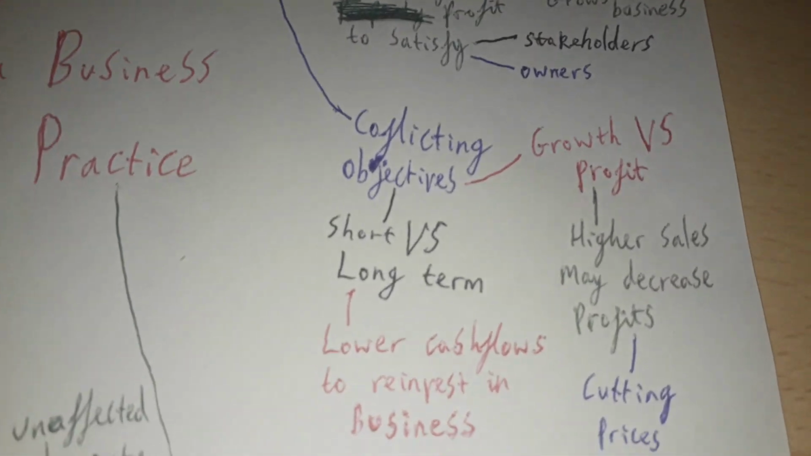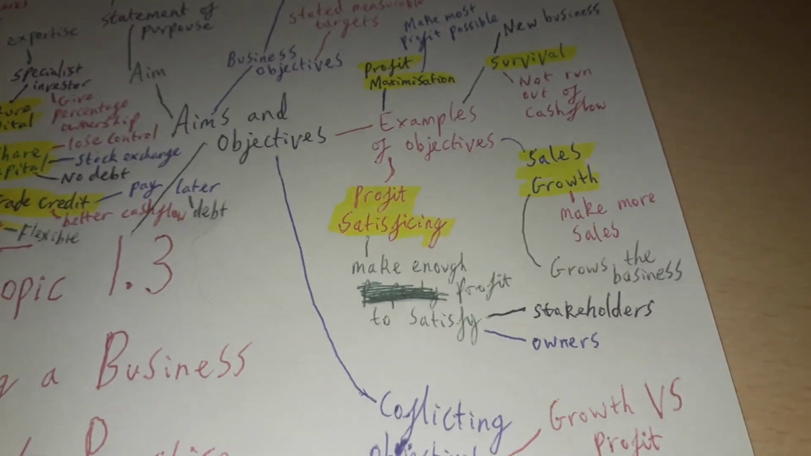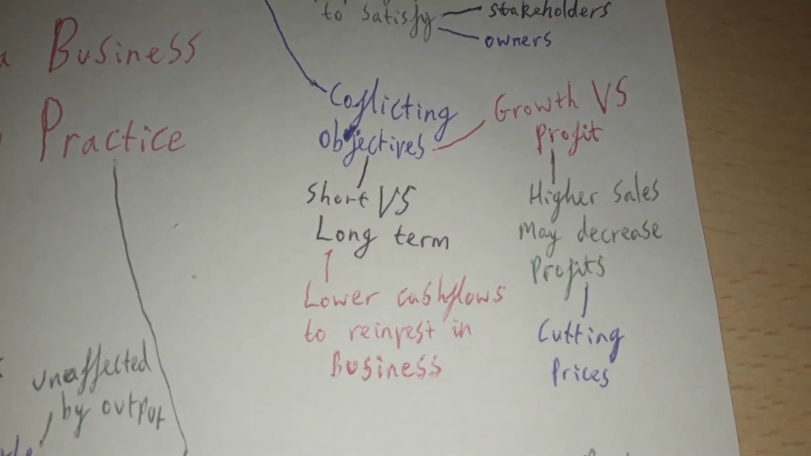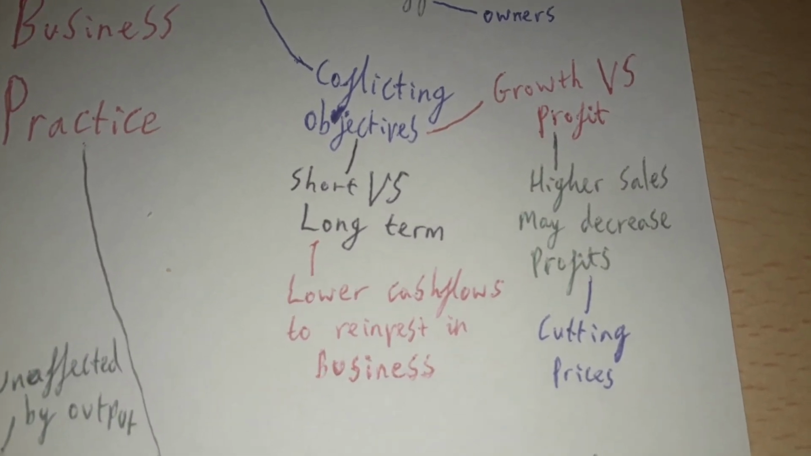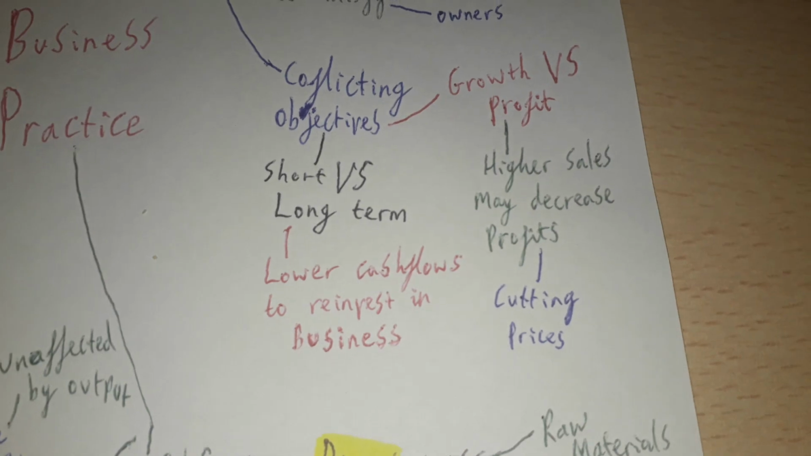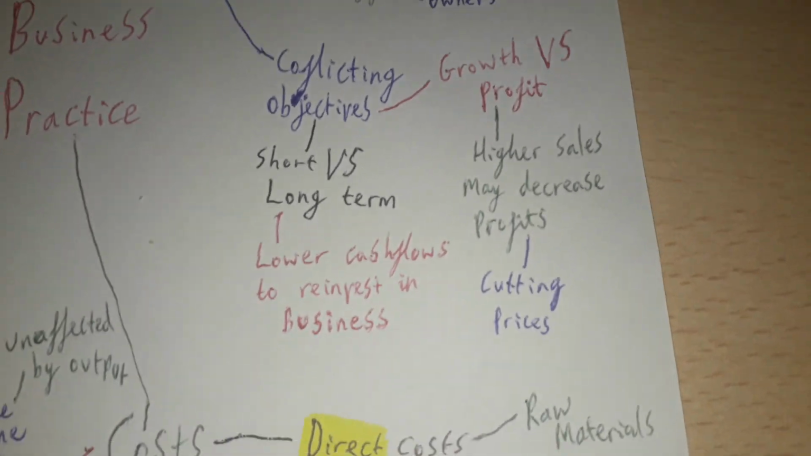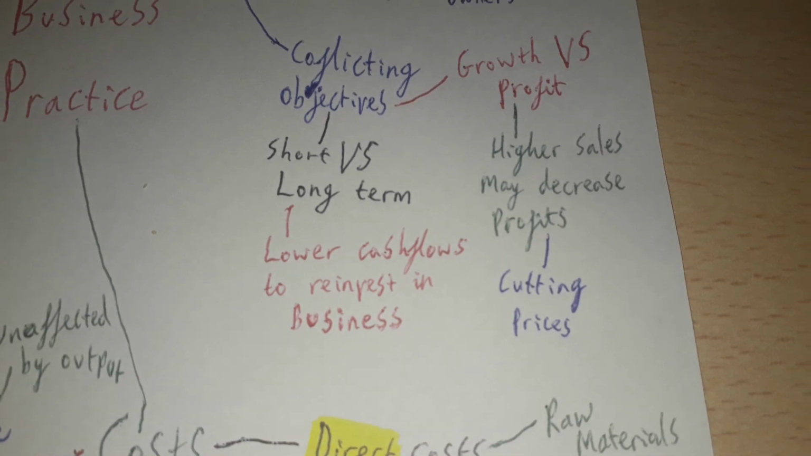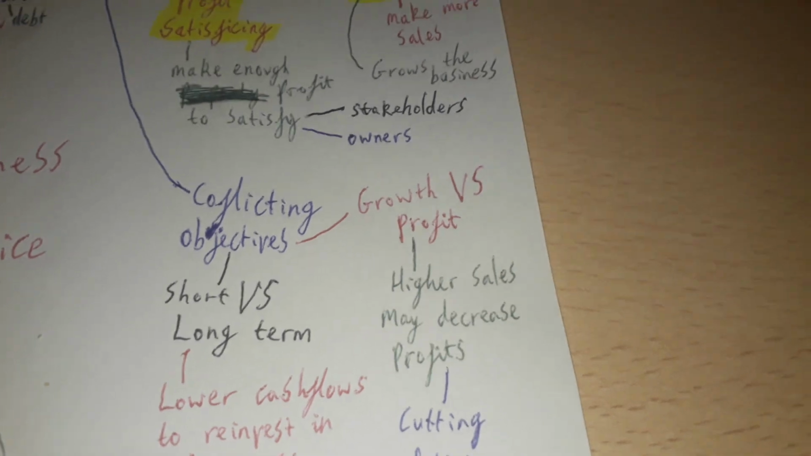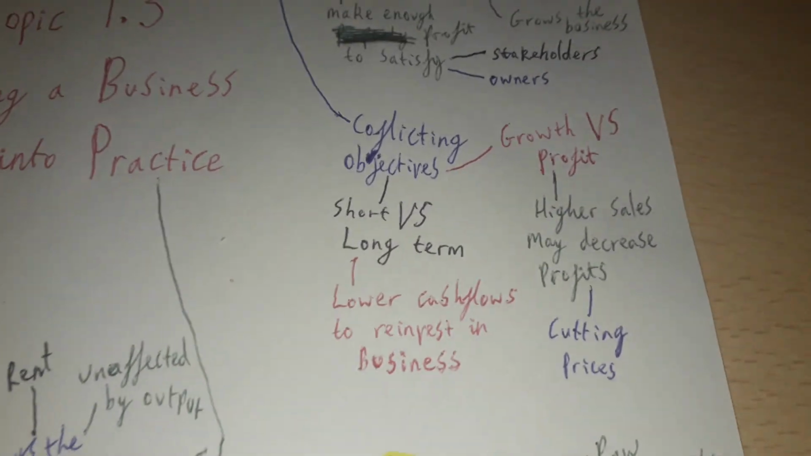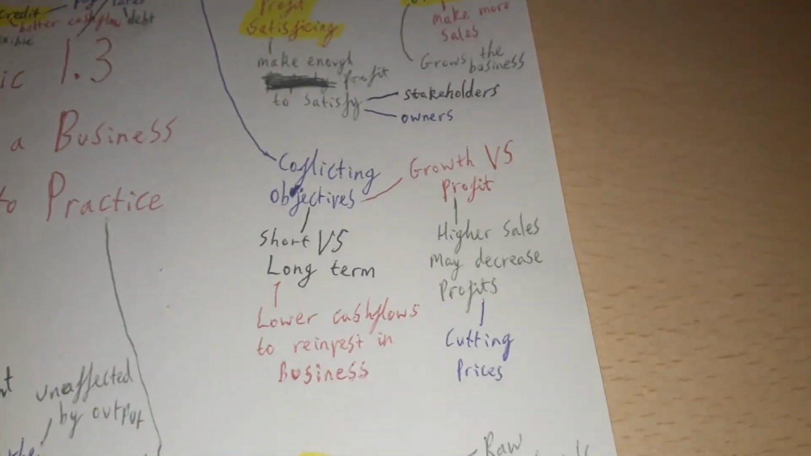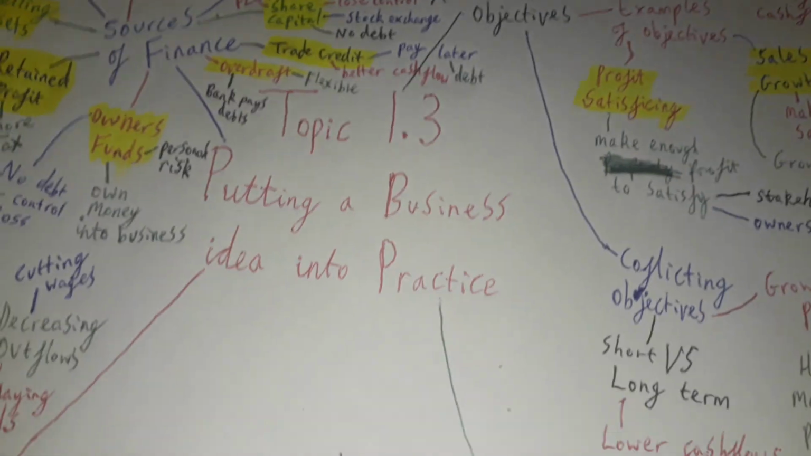So some other conflicting objectives are short versus long-term objectives. So basically, lower cash flows to reinvest in the business. So basically what this means is if you reinvest money in the business, it will lead to you currently having a low cash flow and having less money to spend. But you reinvest it in the business, so it will give you more money in the future. So it's about keeping more money in the long term, even though in the short term it's having a negative impact. So these things, one side goes up, the other side goes down, and sometimes you have to switch it all around. But let's keep going.